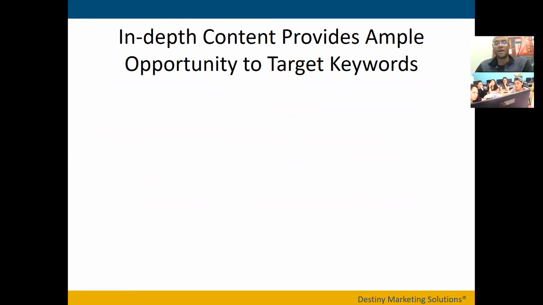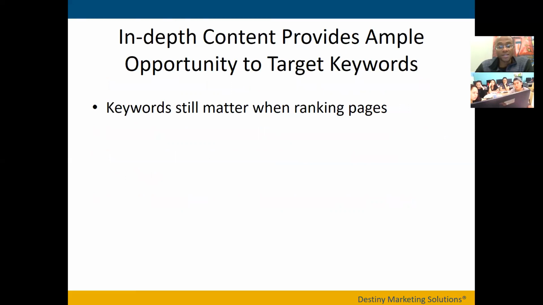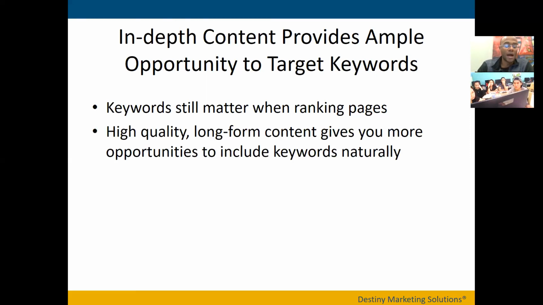So in-depth content provides ample opportunity to target keywords. So keywords still matter when ranking pages, even though the Google search algorithm undergoes changes maybe 500 to 600 times a year. And within those 500 to 600 times, there are probably only 2 or 3 times that are really major. Keywords still play a critical part in ranking your pages. So you want to make sure that you're writing long-form, high-quality content that gives you opportunities to incorporate keywords.